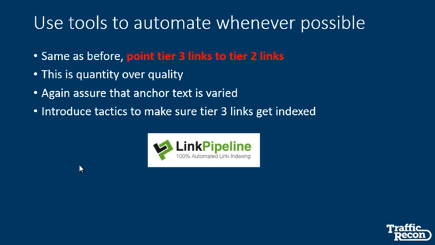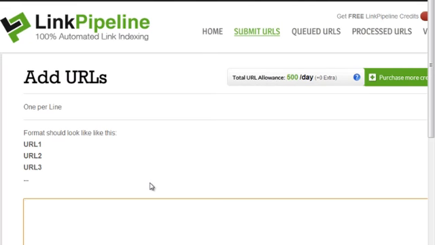You want to ensure that you're varying your anchor text just like you were in all of the other scenarios, and you want to introduce tactics to make sure that tier 3 gets indexed, and that's where this tends to vary. Since a lot of these linking schemes tend to be beaten over the past couple of years, it's very easy to build tons of links at tier 3. It tends to be very difficult for people to get those links indexed. And that's where services like LinkPipeline come in. The beauty of a service like LinkPipeline is that it actually automates the process of getting your link indexed for you. Now, LinkPipeline is one of those services that I use on a regular basis, and I love it because of its simplicity. A lot of these types of services are really complicated.